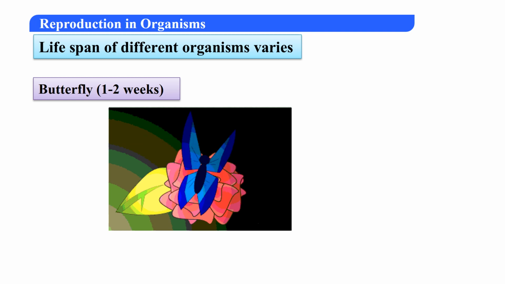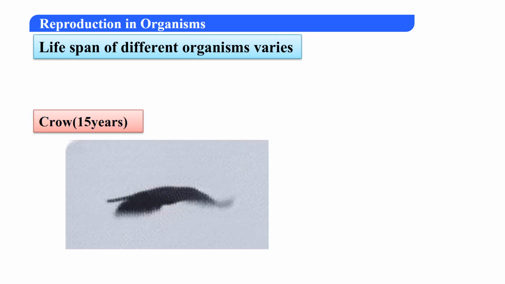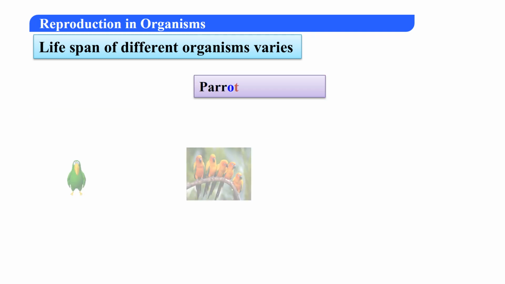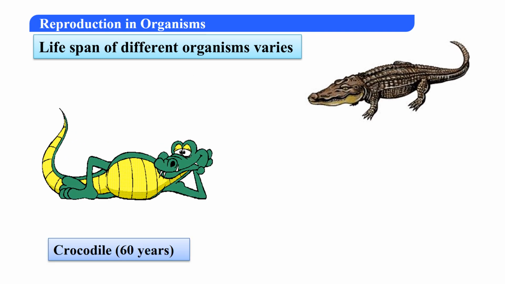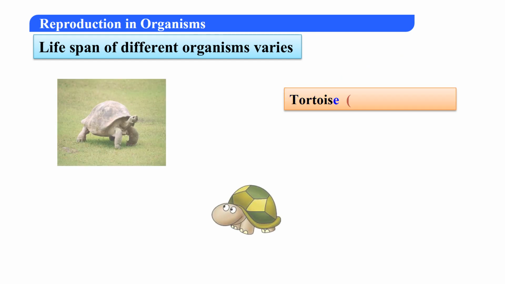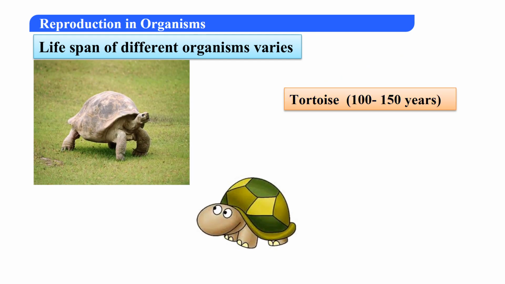Butterfly has got 1 to 2 weeks of lifespan. Crow has got 15 years of lifespan. Parrot has got 140 years of lifespan. Crocodile 60 years. Tortoise 100 to 150 years.